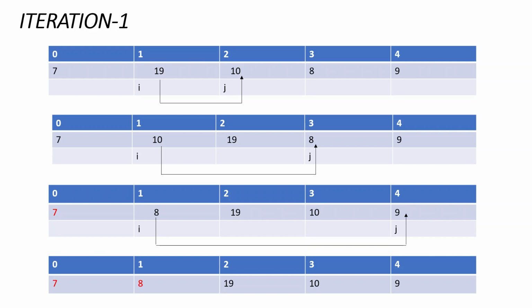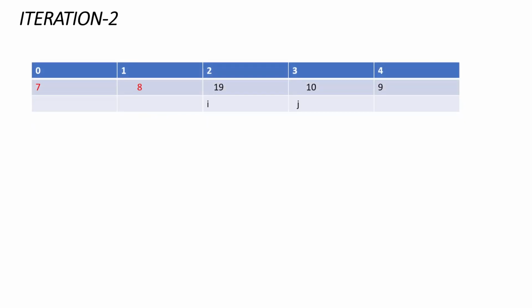After the completion of the iteration, here 8 is sorted. That means 8 reached its position. We can recognize that 8 is the second smallest element among all the elements. So after the completion of iteration 1, the elements at indexes 0, 1, 2, 3, 4 are 7, 8, 19, 10, 9 respectively. Now we have to sort the remaining 3 elements.